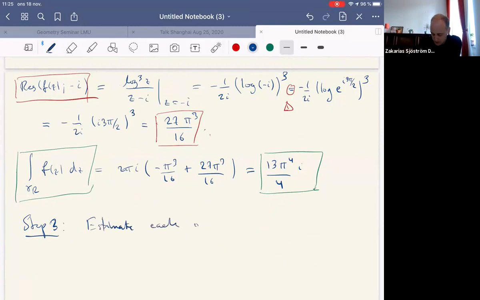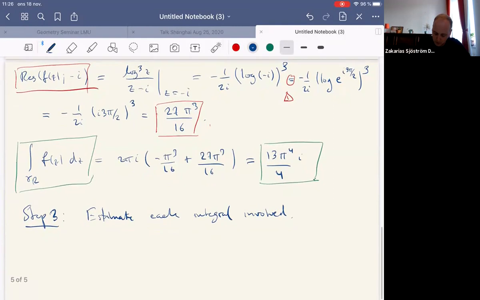or compute each integral involved. So we had these 4 integrals, remember? We had the keyhole contour, we had the large circle, we had the small circle, and we had the 2 line segments, the upper and lower segment. So this is where it will be explained why we made this mysterious choice of log cubed.